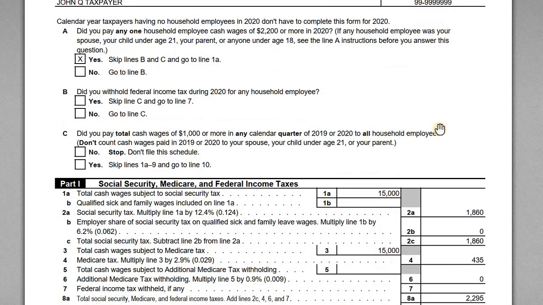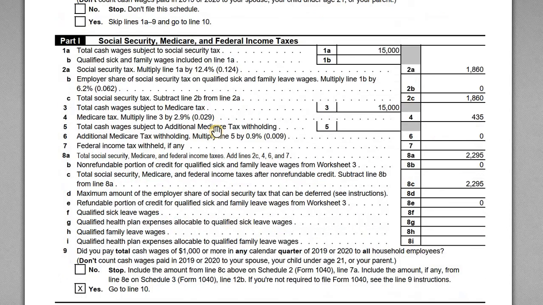the IRS. So if we start at the top here, question A: did you pay any one household employee cash wages of $2,200 or more? The answer is yes. So yes, skip lines B and C and go to 1A. So B and C we can skip. And now we're jumping into Part 1, line 1A. The total cash wages are going to be subject to the Social Security tax. In this case, because Richard is below the Social Security thresholds, the whole amount of his compensation is subject to SS tax and the Medicare piece. So we have $15,000 here, $15,000 here in line 3 for Medicare.